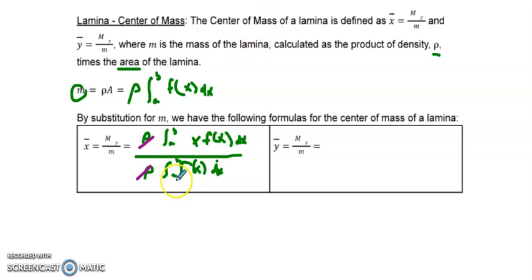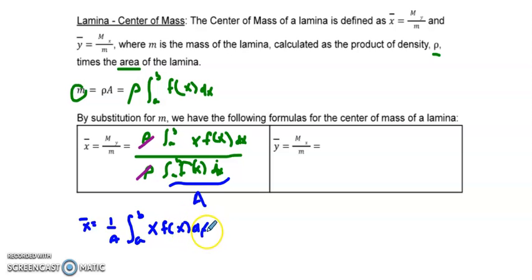And then if we refer to this component here as A, which is the area of the lamina, what you're going to get is that x bar is equivalent to 1 over A times M sub y, which is the moment with respect to y, which is the integral from a to b of x f of x dx.